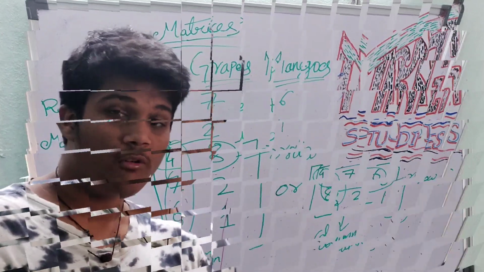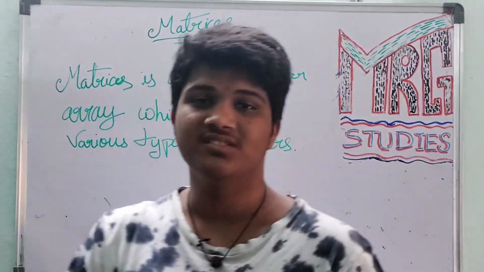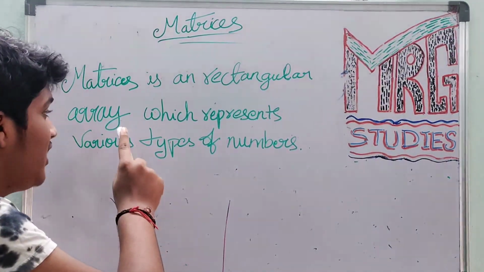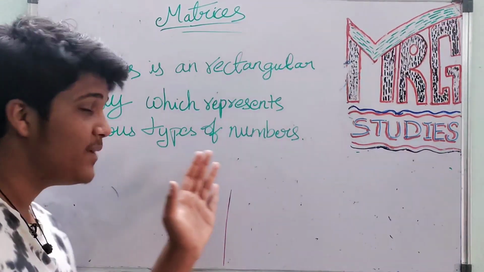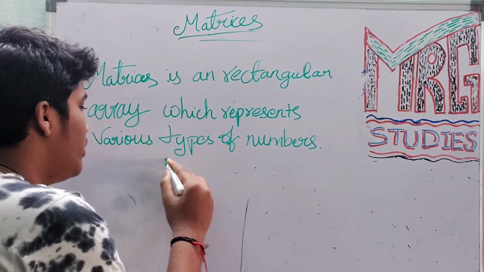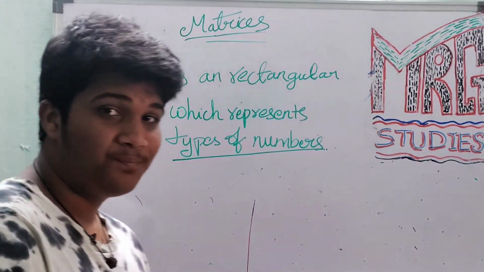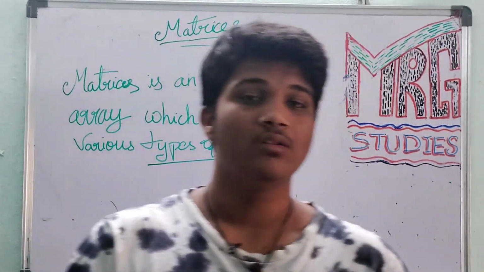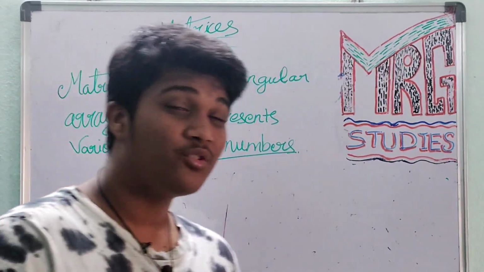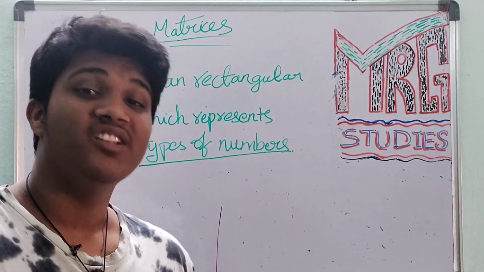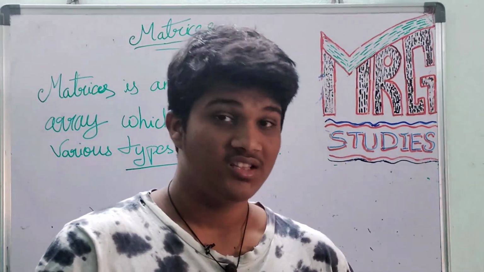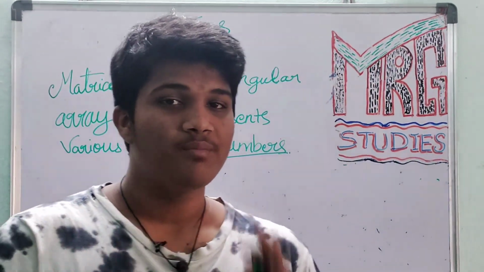Okay, now I will show you another definition of matrices. See friends, a matrix is a rectangular array which represents various types of numbers. This is the important thing in our definition: types of numbers. It means matrices do not represent only whole numbers or natural numbers. It will represent other types of numbers also, like integers, irrational numbers, rational numbers, and it will represent functions also, friends. This is important and you should remember it.